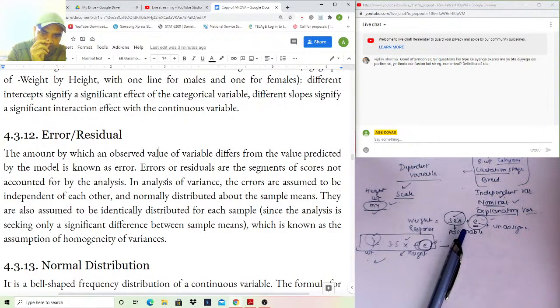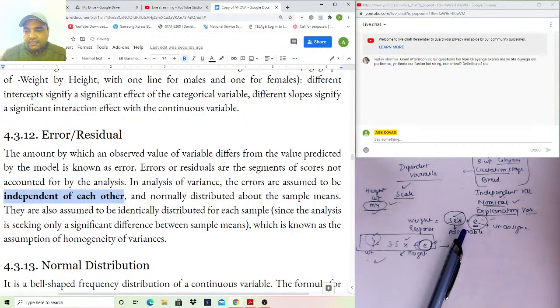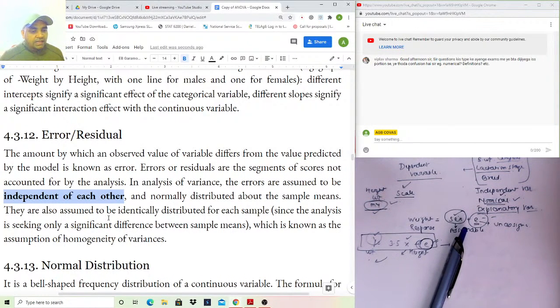So in analysis of variance, the errors are assumed to be independent of each other. This is very important because it is one of the assumptions of ANOVA. That is, the errors are independent of each other and normally distributed about the sample base. They are also assumed to be identically distributed for each sample, since the analysis is seeking only a significant difference between the sample means. This is known as the assumption of homogeneity of variances, right?